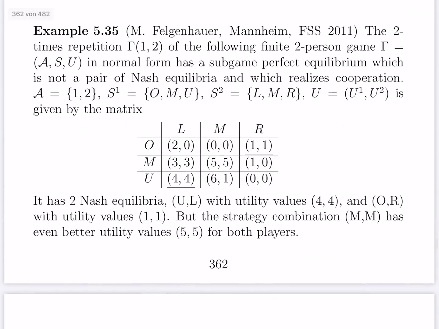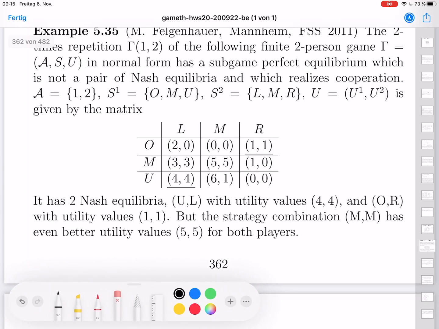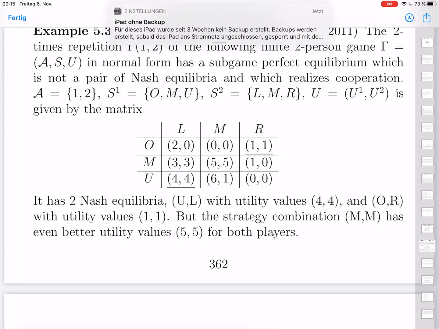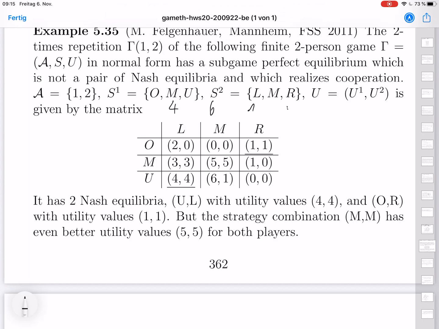Here. So first, suppose now that i is equal to 1, and player 1 wants to maximize his utility. So he compares 2, 3, 4, and the best one is... So here, if player 2 plays L, his best value is 4. If player 2 plays M, his best value is 6. If player 2 plays R, his best value is 1. And the minimum of these three values is 1. So this is the min-max value of player 1.